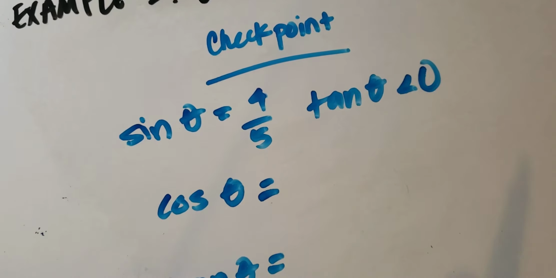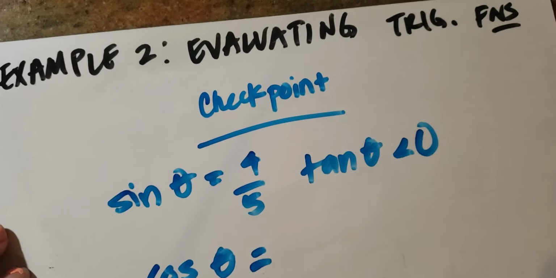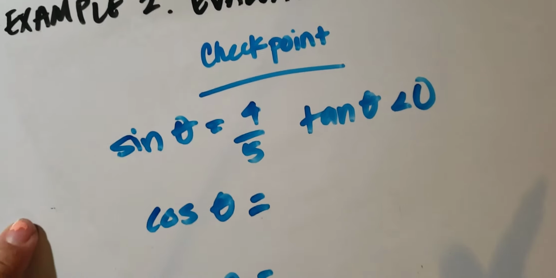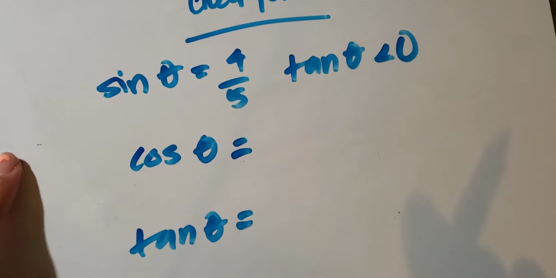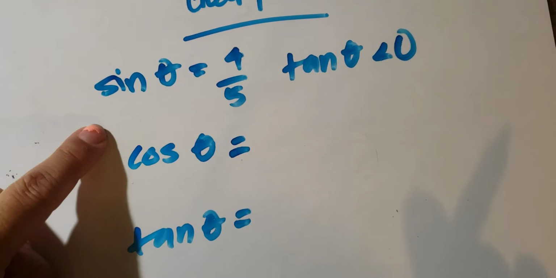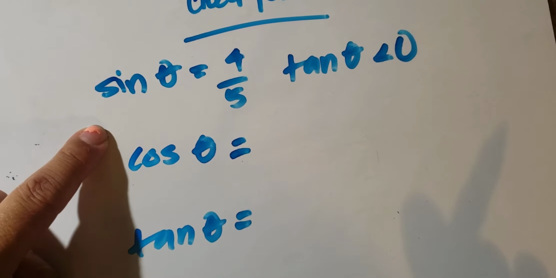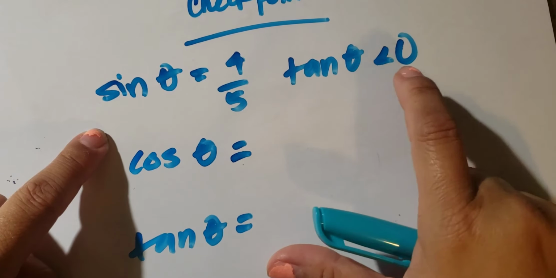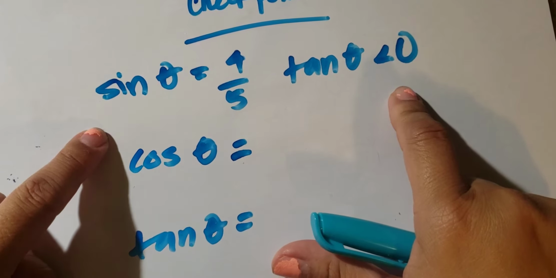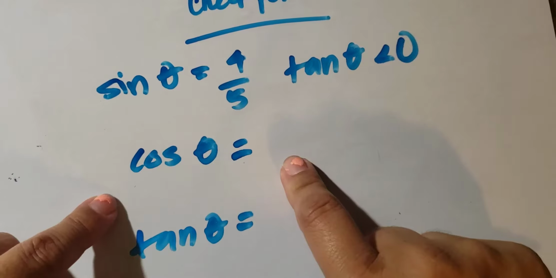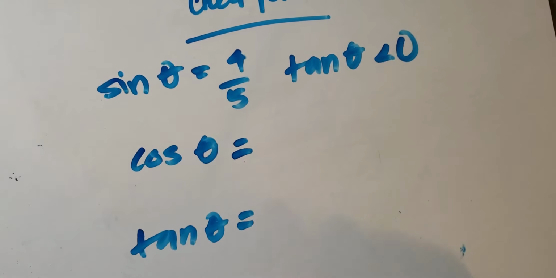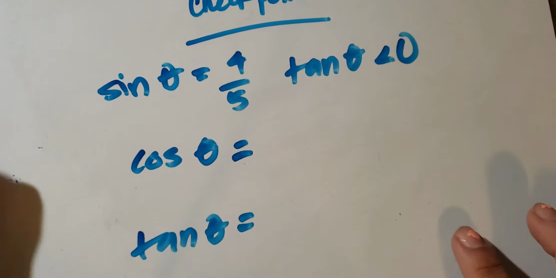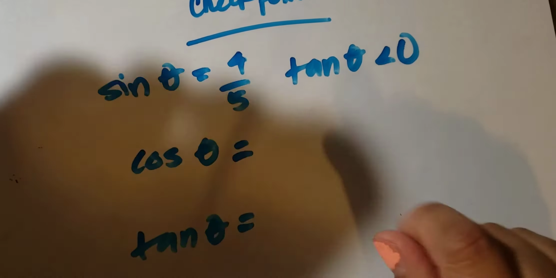Okay, so we're going to do the checkpoint on page 285, the one that belongs to example 2. And let me just read you what it's asking. It says, given sine of theta is 4 over 5, and tangent of theta is less than 0, they want us to find cosine of theta and tangent of theta. Okay, so here we go. Again, you're going to refer to the book or your index card, okay?